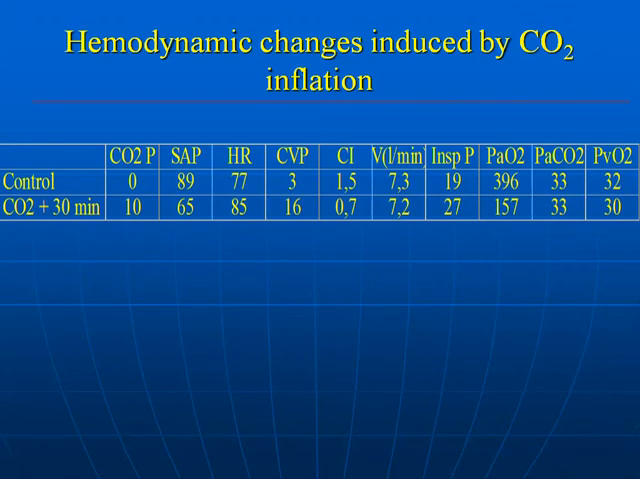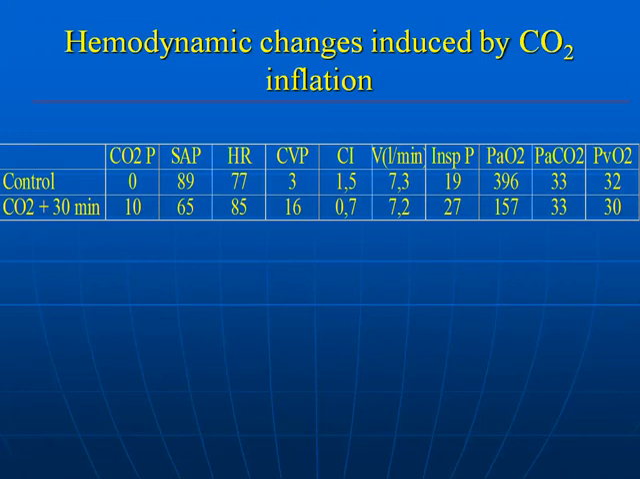Then you give CO2 for 30 minutes. Usually we give 8 liters per minute. And you can see what happens already. The CO2 rises, the heart rate increases, and look at what happens to the CVP. CVP is central venous pressure. It rises to 16, and the cardiac index is 0.7. The mean arterial pressure and systolic arterial pressure decrease, but what's more important is the cardiac index. The volume stays the same because you have to keep the same volume measurement.